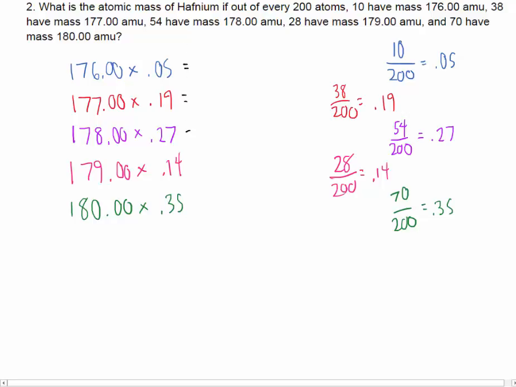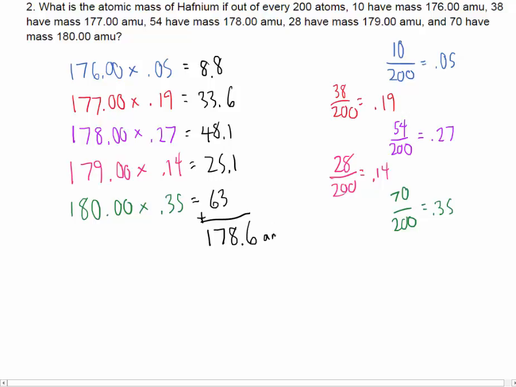Again, the process here is simply to solve all these. So 8.8, 33.6, 48.1, 25.1, and 63, and then we add them all up, and hopefully we get something in between the low and the high, which means we're probably correct, and the answer ends up being 178.6 AMU.